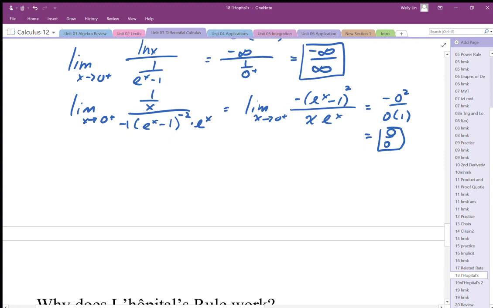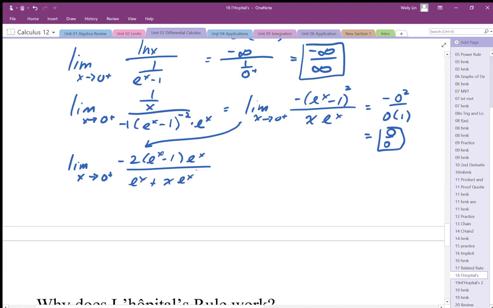Okay, so applying L'Hopital's one more time, limit as x goes to 0 from the positive side. I'm going to apply it to this expression here. Applying L'Hopital's, it becomes negative 2 e to the x minus 1 times e to the x. This is going to become e to the x plus x e to the x. That's my denominator. I'm just going to cancel out some factors here and simplify this. So limit as x goes to 0 from the positive side becomes negative 2 e to the x minus 1. Did I do that right? Yeah, that looks right. Then I'm going to cancel out those factors of e to the x, so I end up with 1 plus x. So finally I think I have a form which I can evaluate.